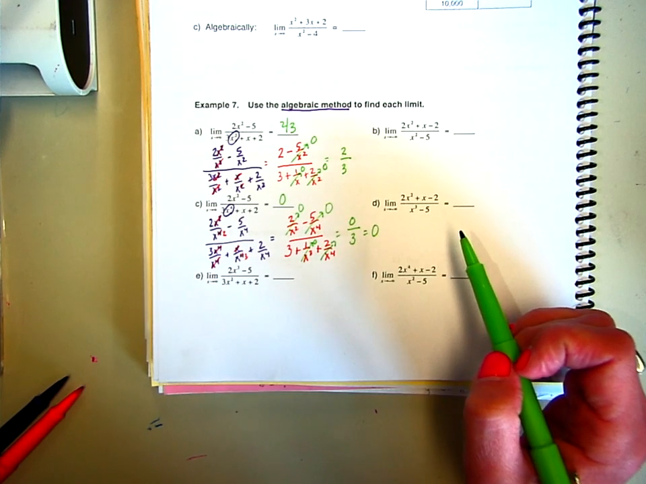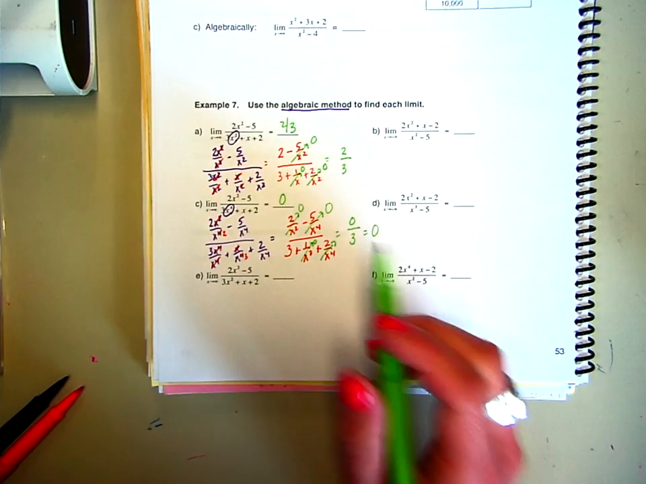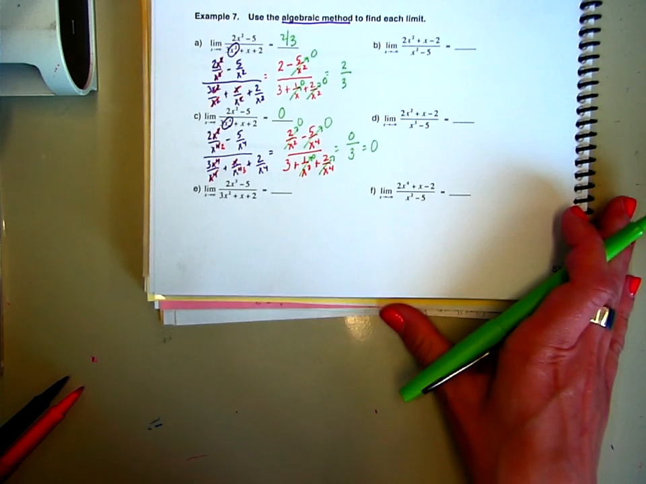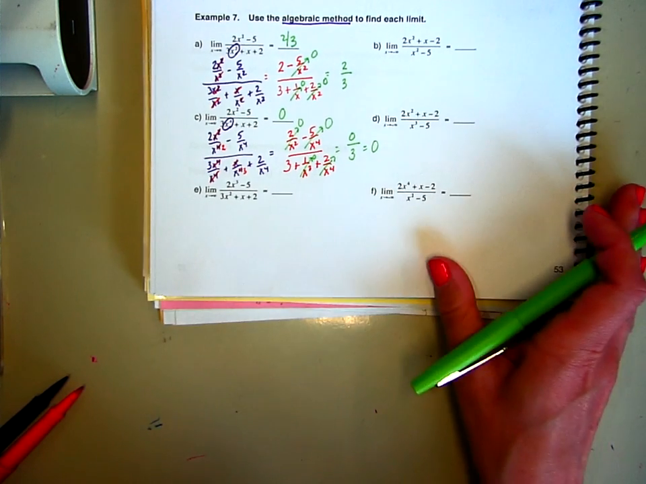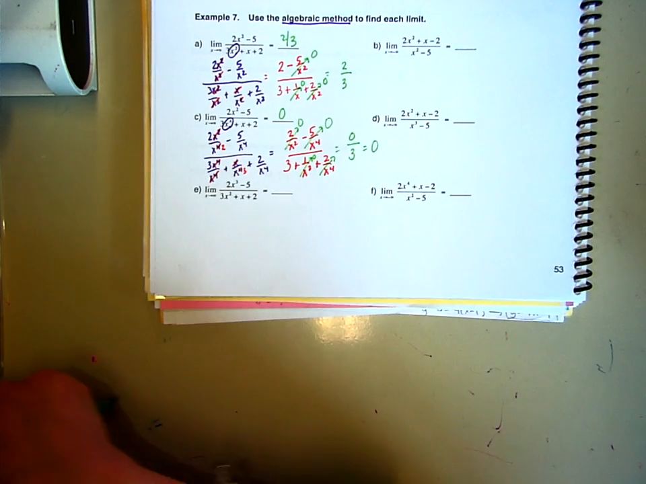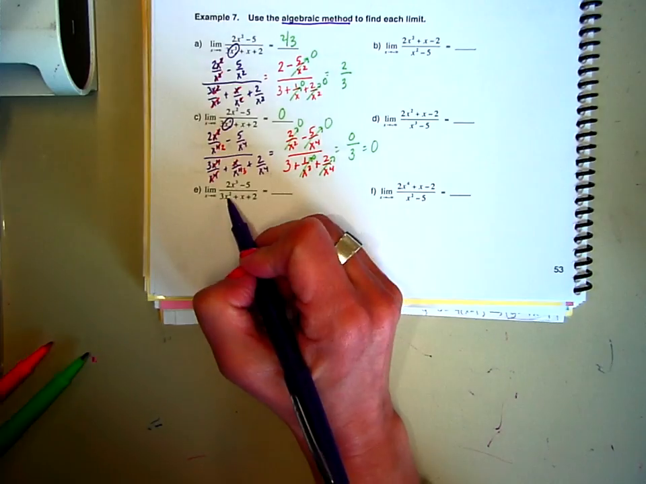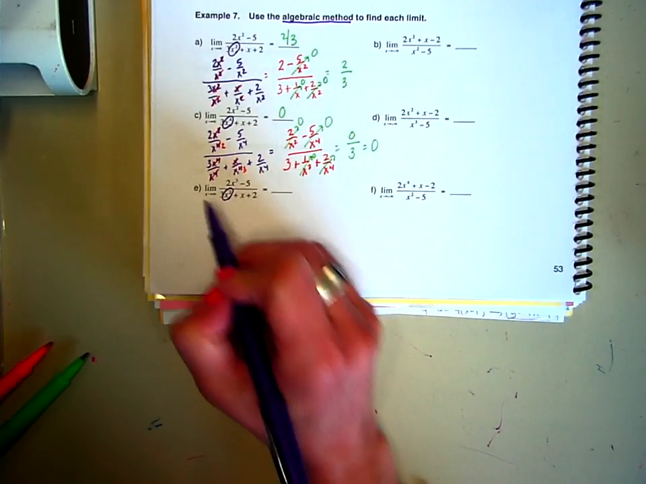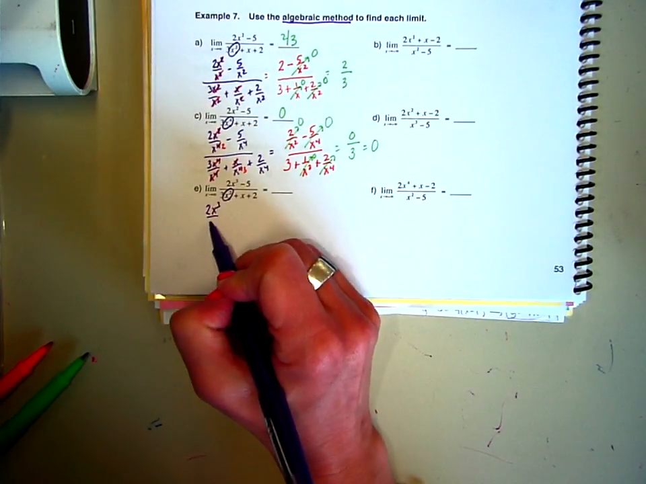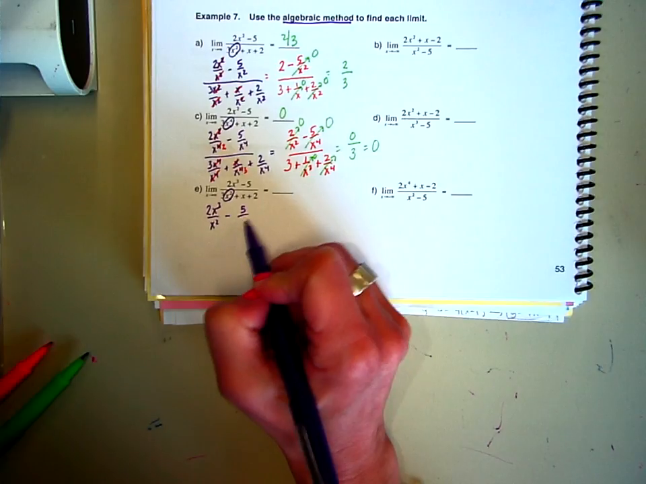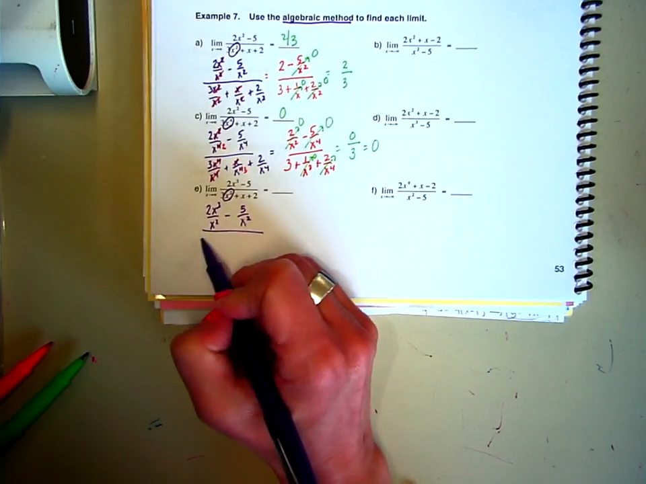Okay, down here, let's look at E and F now. These are a little different. Similar method though, we're going to do the exact same thing. We're going to look at the denominator. What's the largest exponent? x squared. And I'm going to divide everything by x squared. And down here.